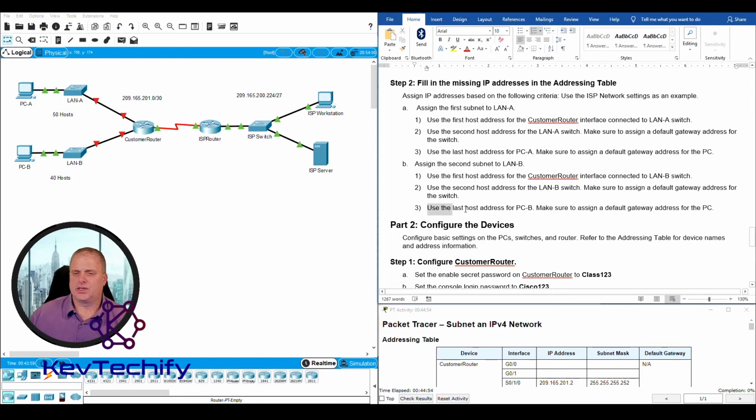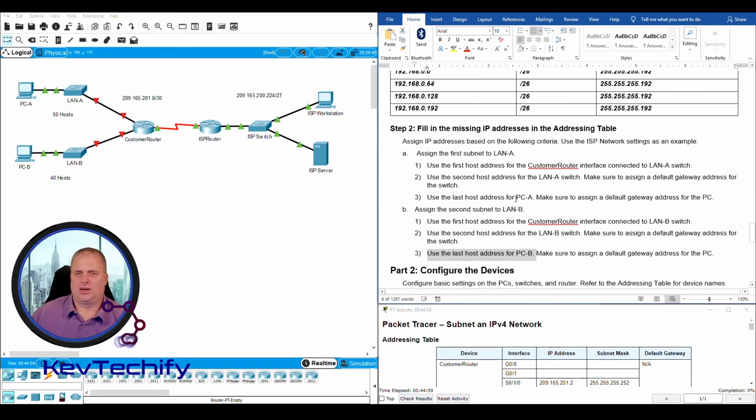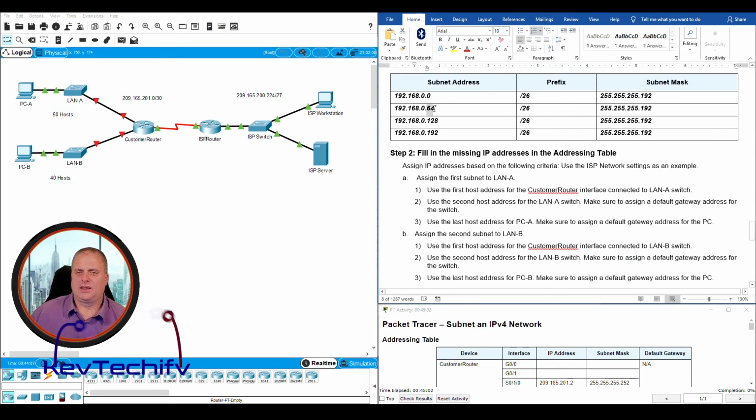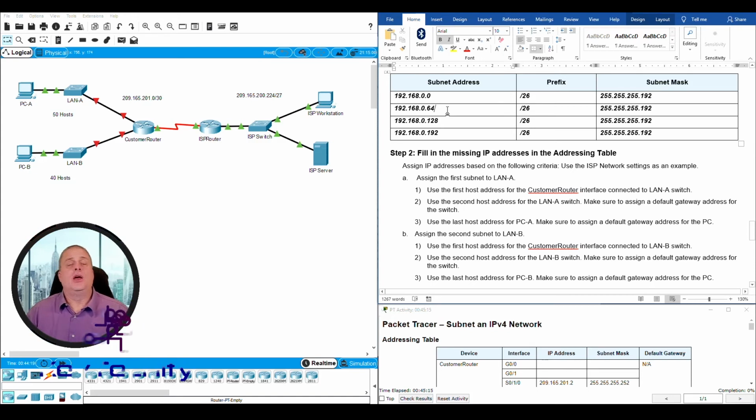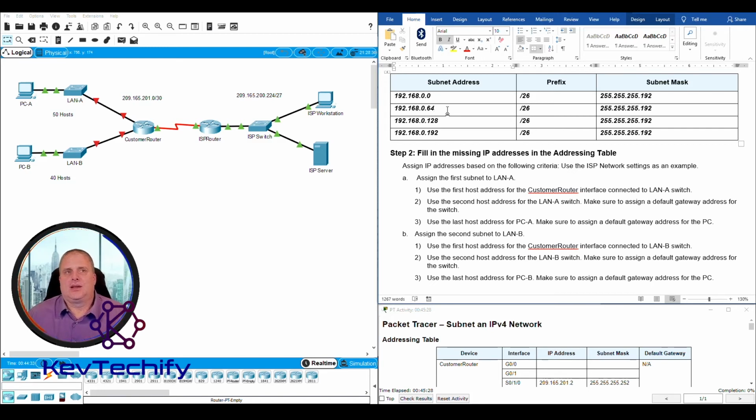On the 2C, use the last host address for PCB. Make sure to assign the default gateway. Now, once again, this is the start address. This is the start of the third network. If you take one away from it, that's the last address in the second network. So 127 is the last address in that second network. But we can't use the last address because that's the broadcast address. So we need to take one away from 127. That gives us 126. The PCB address would be a .126 then.